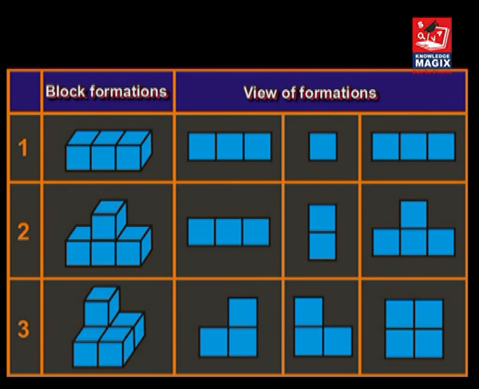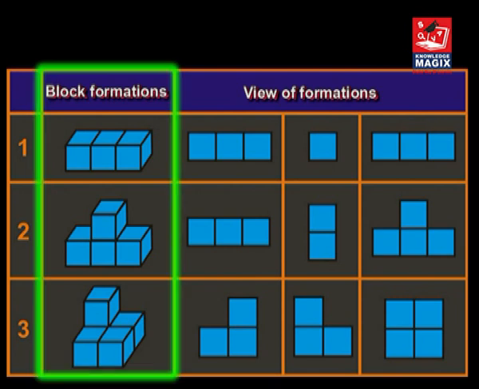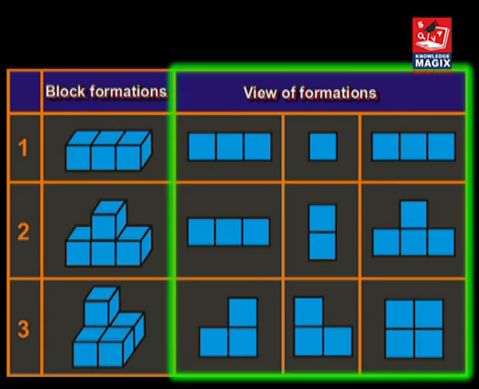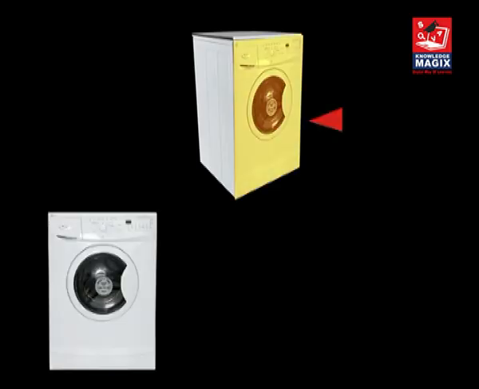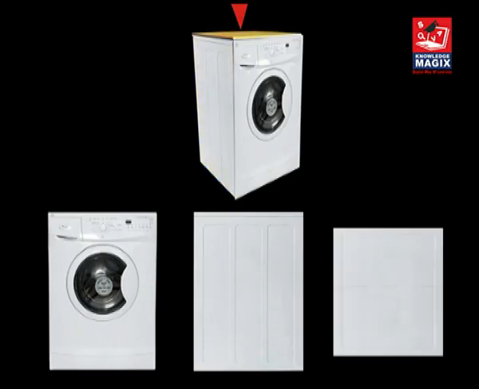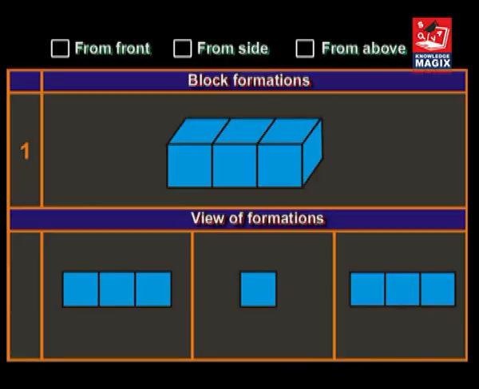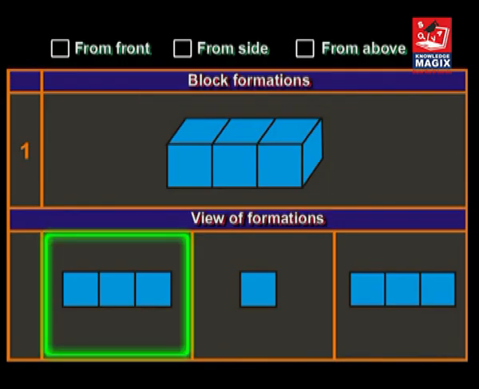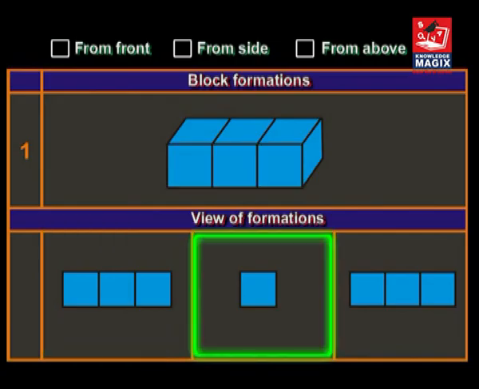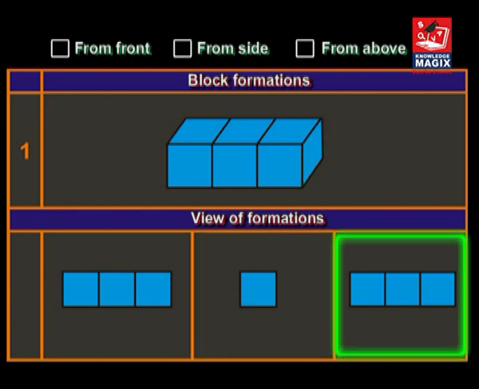Here, the first column shows a structure made of blocks. The other column shows different views of the structure in two dimensions. Say whether each view is from the front, from a side or from above. So, this is block information. This view is from the front. This view is from a side. This view is from above.